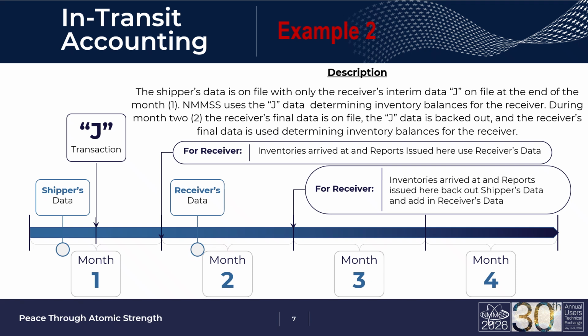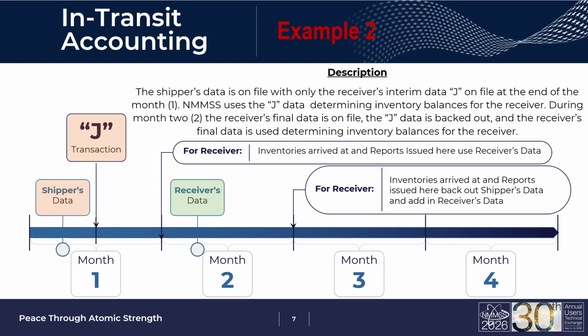Our second example for in-transit accounting is as follows. The shipper's data is on file with only the receiver's interim data. The J Action Code transaction is on file at the end of the month. For this month, NEMIS uses the J Action Code shipper-based data to determine inventory balances for the receiver. During month 2, the receiver's final data is on file with NEMIS. The shipper-based Action Code J data is backed out, and the receiver's final data is used in determining inventory balances for the receiver.